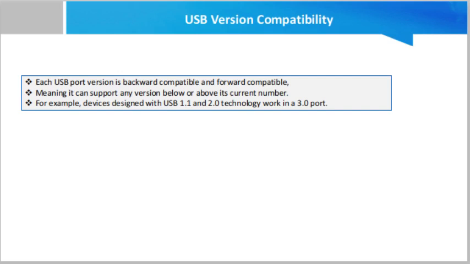USB cables are available in multiple lengths, from a few inches to over 16 feet. The maximum length of a USB cable is 16 feet 5 inches for high speed devices and 9 feet 10 inches for low speed devices.